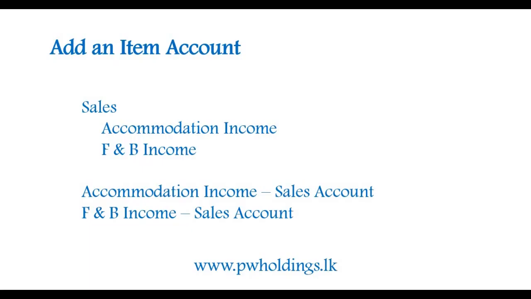We will discuss another example. Assume you are running a hotel and you are selling rooms and food and beverage. In the profit and loss report, you want to identify what the accommodation income is and what the food and beverage income is.